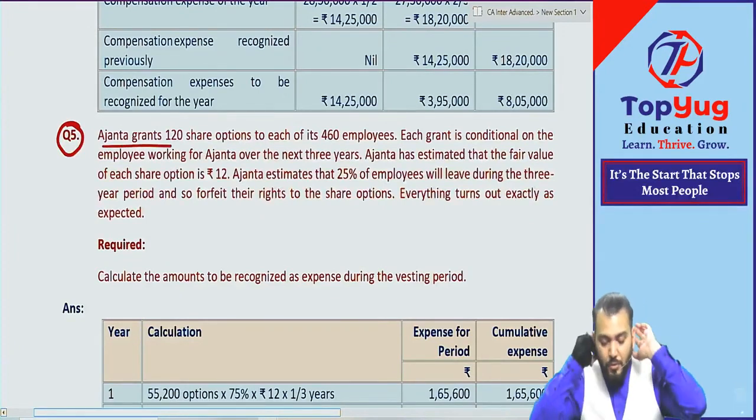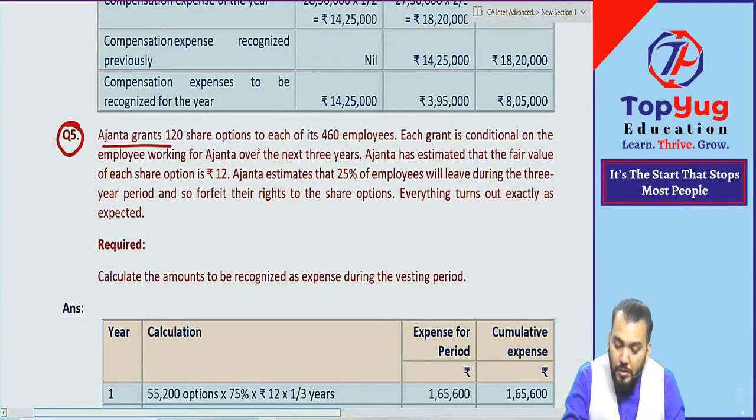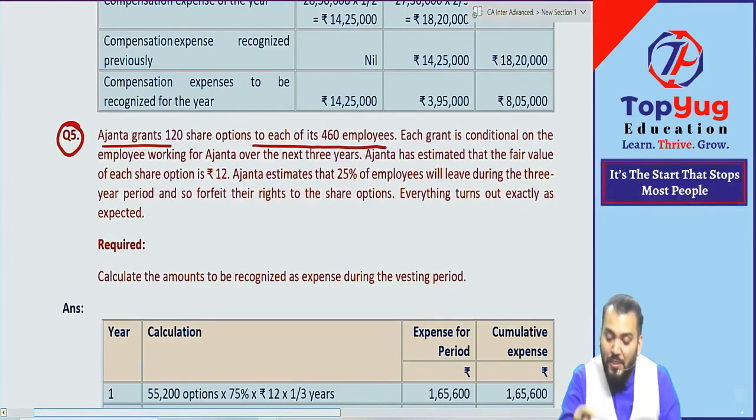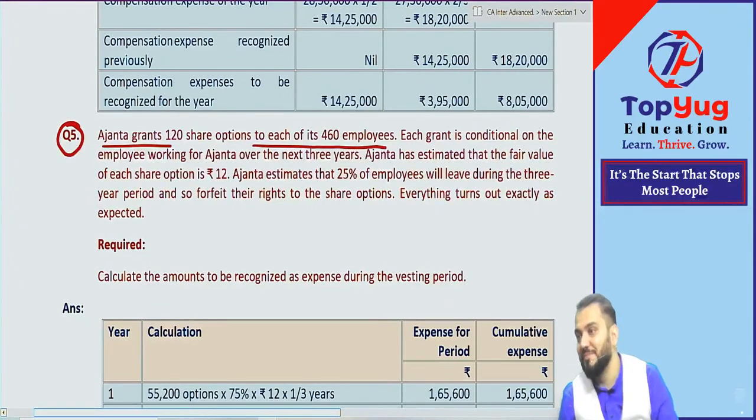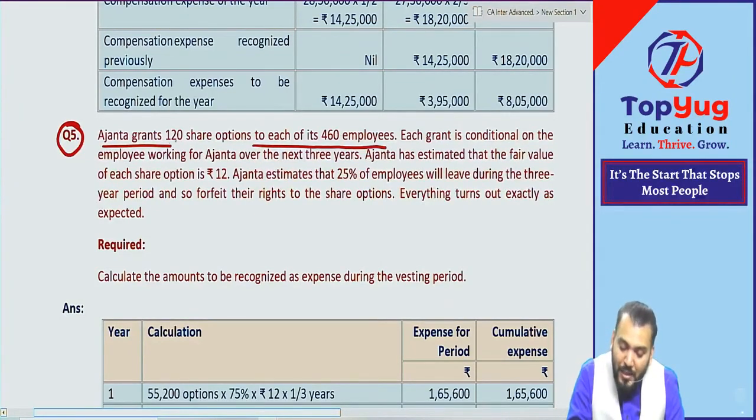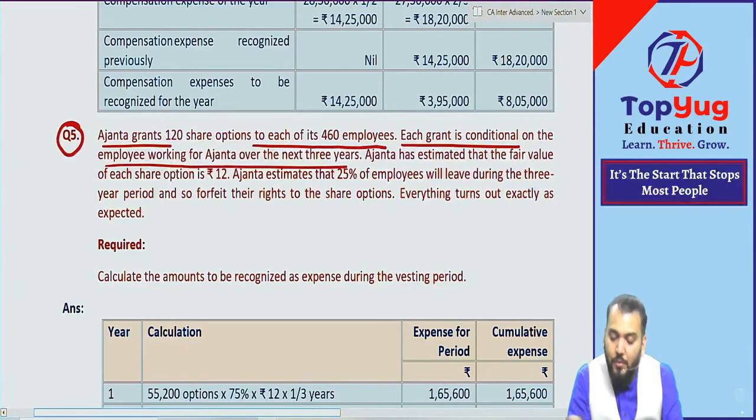Ajanta grants 120 share options to each of its 460 employees. For the first time they have given the number of employees. In my example I have given the number of employees. In the ICAI study material, for the first question there is a number of employees. So 460 employees, and to each employee how many options? 120. Each grant is conditional on the employee working for Ajanta over the next 3 years. Ajanta has estimated that the fair value of each option is 12.